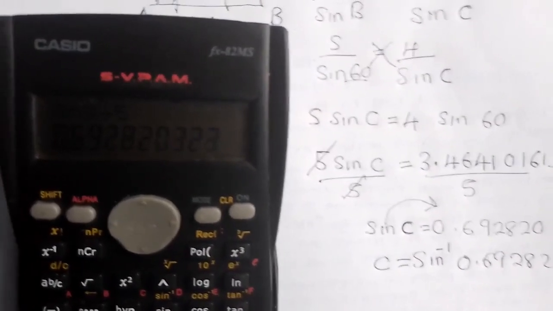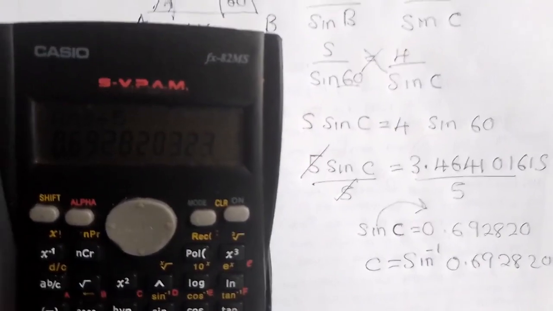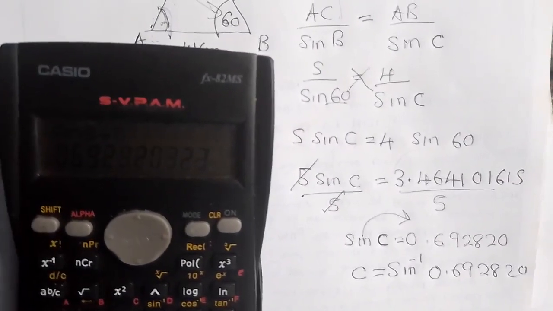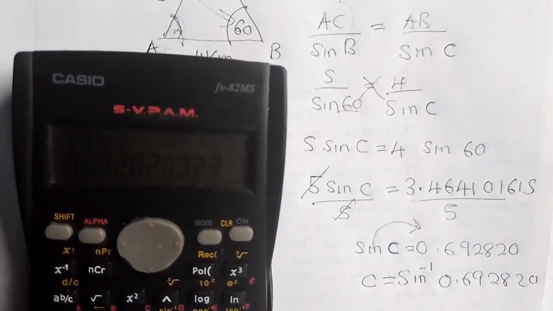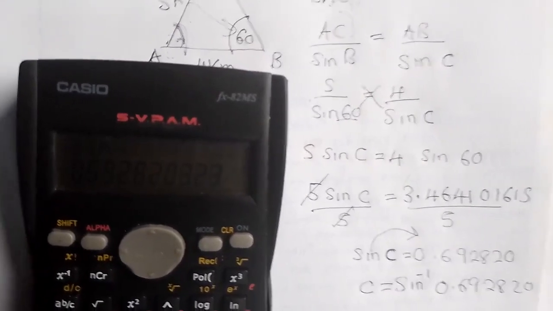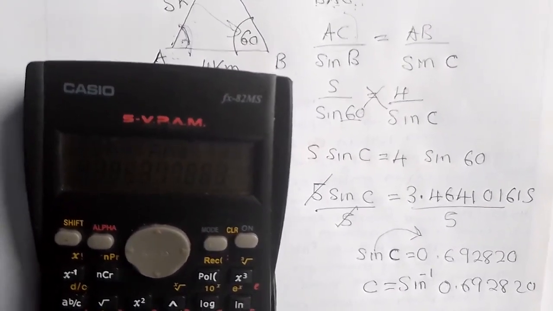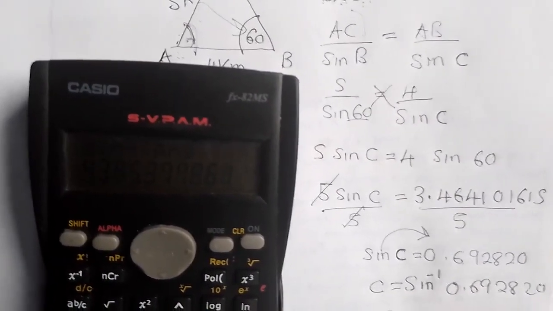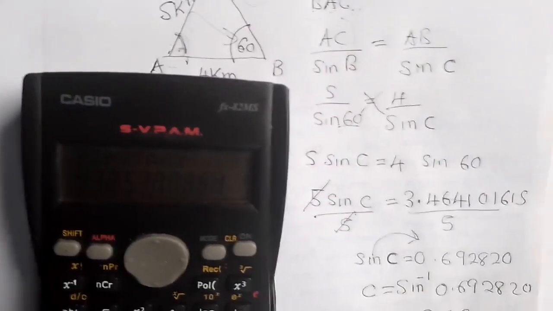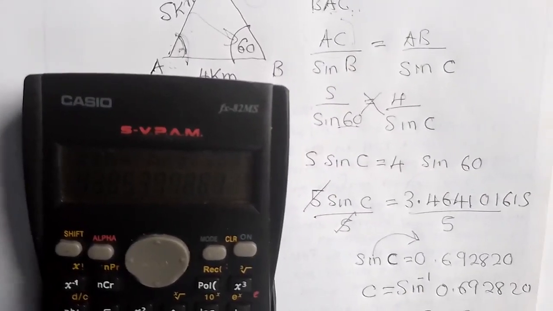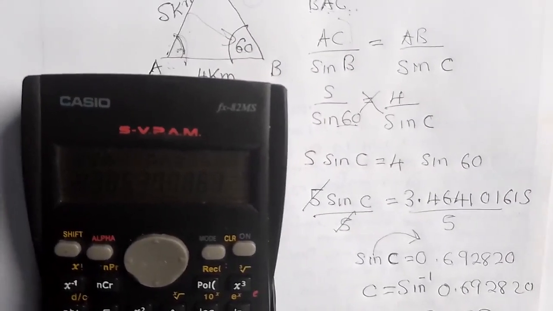So this answer is displaying on my calculator. What I need to do here now is press shift, then I press sine, like this. It becomes sine inverse, showing on my calculator. Then I just say equals. So the answer is, C is equal to 43.885. So I round off.